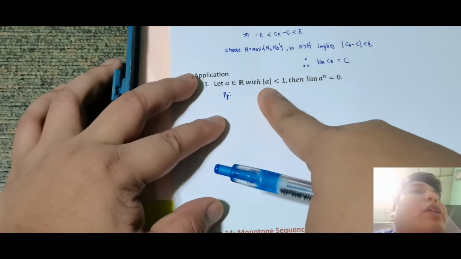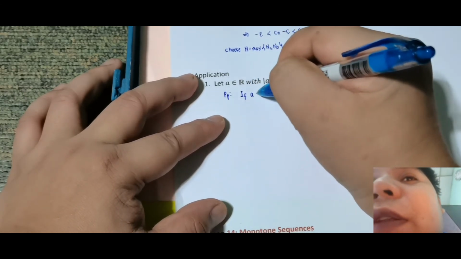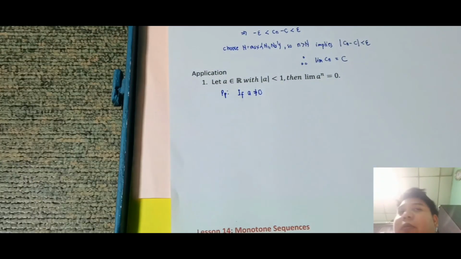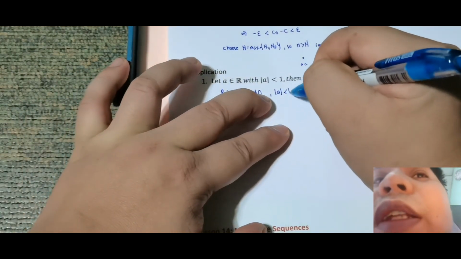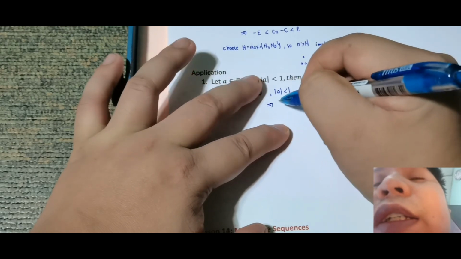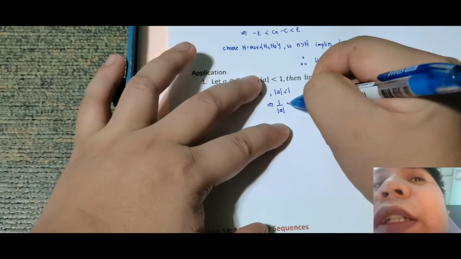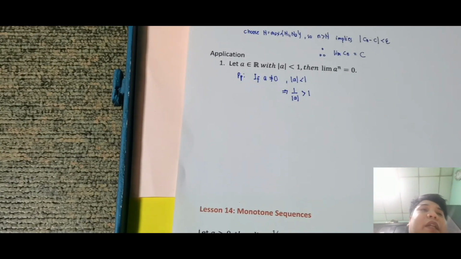So, diba, absolute value of A is less than 1. So, if A is not equal to 0, pwedeng mangyari na yung 1 over A is greater than 1. Okay, diba, yung absolute value ng A less than 1, pwedeng ganito mangyari: yung 1 over absolute value of A is greater than 1. Binaliktad ko lang inequality. Pag binaliktad ko, magbabaliktad yan. So, 1 over 1 pa rin isa, kaya 1 pa rin yung nangyari.